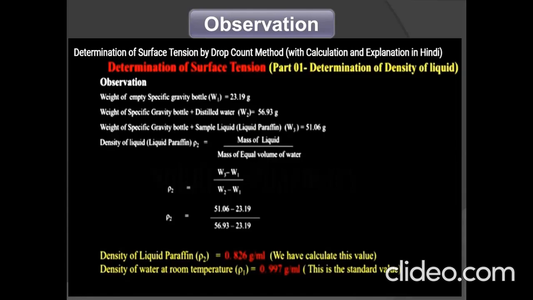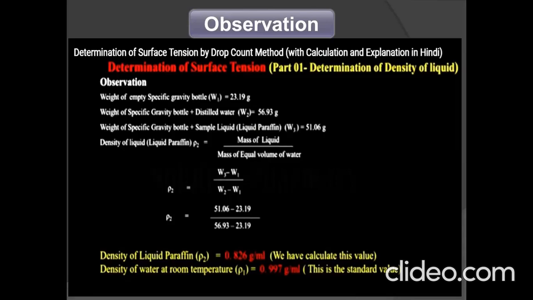Then third, the weight of the specific gravity bottle. Again you have to fill that specific gravity bottle with the sample of which you have to find out the surface tension. So W3 will be the weight of the specific gravity bottle plus the sample liquid. Here it is 51.06 gram.